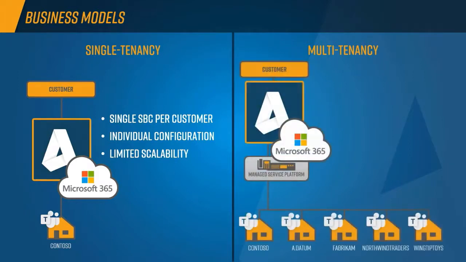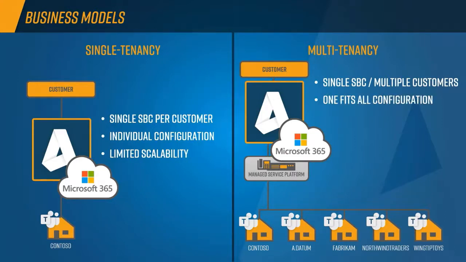With a multi-tenancy model, you can go another way. When you are in the service business, you deploy an SBC in your network. This deployment can also be on premises or in the cloud. One SBC supports multiple customers. The configuration is more or less a one-fits-all setting, and the license is shareable between various customers.